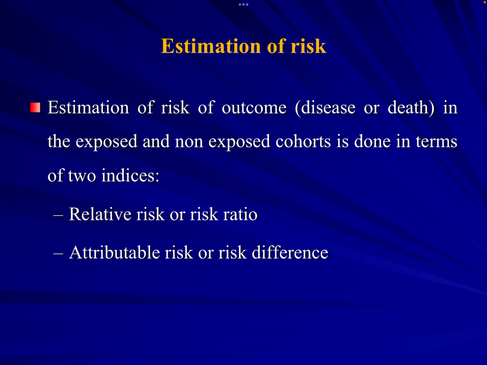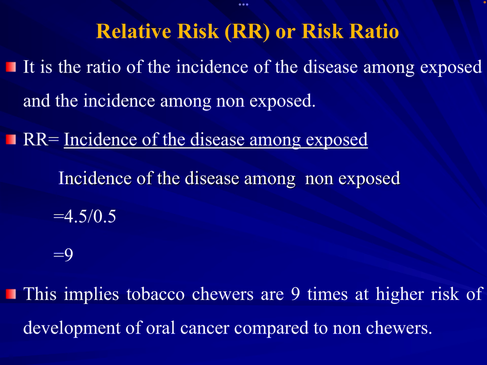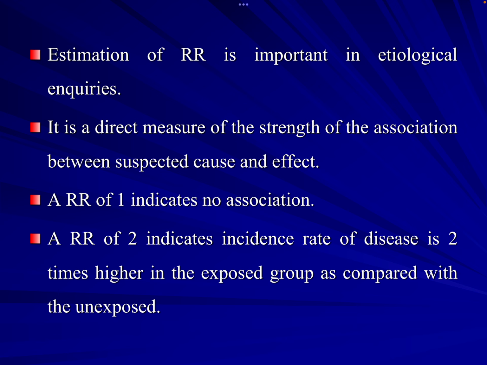Estimation of risk. Estimation of risk of outcome in the exposed and non-exposed cohort is done in terms of two indices, relative risk or risk ratio and attributable risk or risk difference. Relative risk or risk ratio is the ratio of incidence of the disease among exposed and the incidence among non-exposed. It is calculated by incidence of the disease among exposed divided by incidence of the disease among non-exposed, and in this example, the relative risk is 9. This implies tobacco chewers are 9 times at higher risk of development of oral cancer compared to the non-chewers.